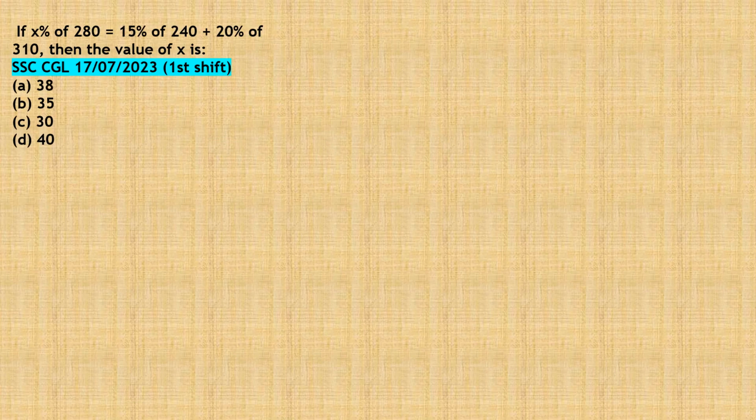If x% of 280 is equal to 15% of 240 plus 20% of 310. 10% of 240 is 24 and 5% is 24 by 2, that is 12. 12 plus 24 is 36, so 15% of 240 is 36, plus 20% of 310. 10% is 31, 20% is 62, total is 98. x is equal to 35. It is the answer.